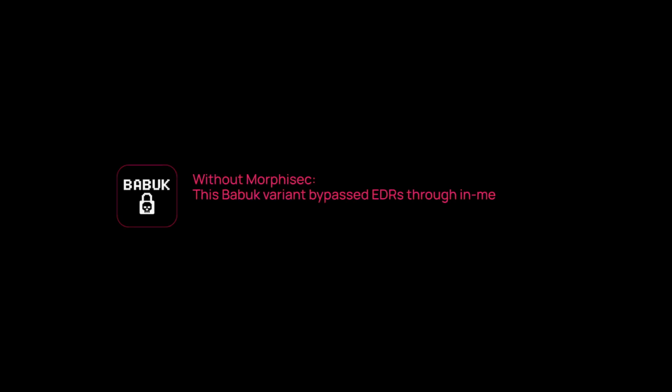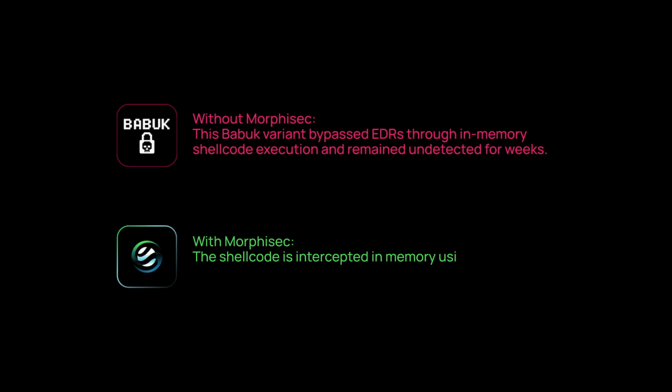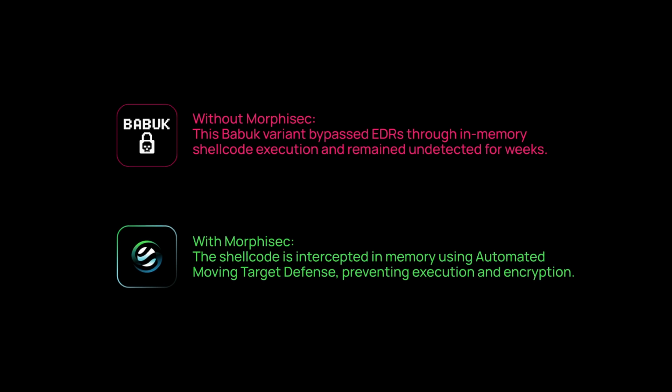Without MorphoSec, this Babuk variant bypassed EDRs through in-memory shellcode execution and remained undetected for weeks. With MorphoSec, the shellcode is intercepted in memory using automated moving target defense, preventing execution and encryption.